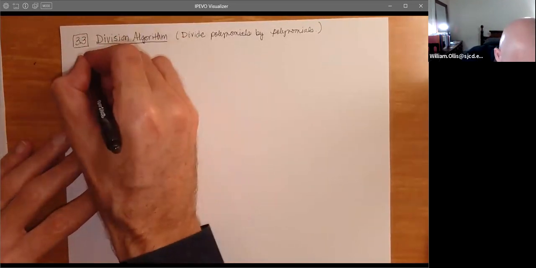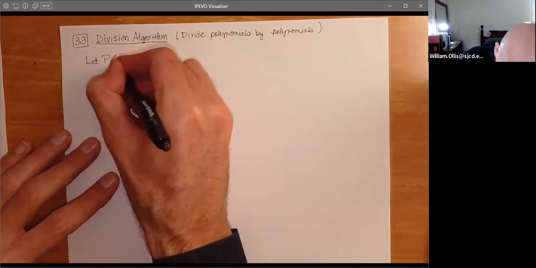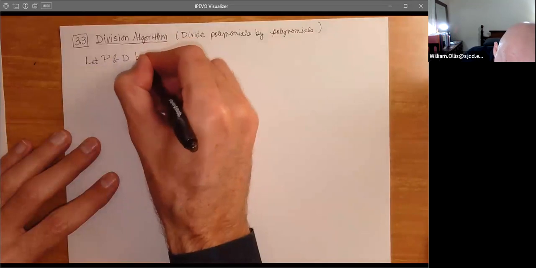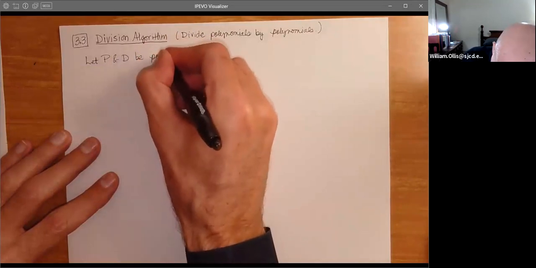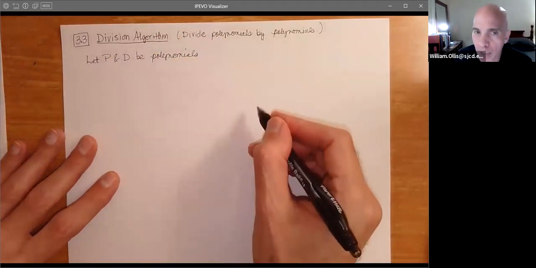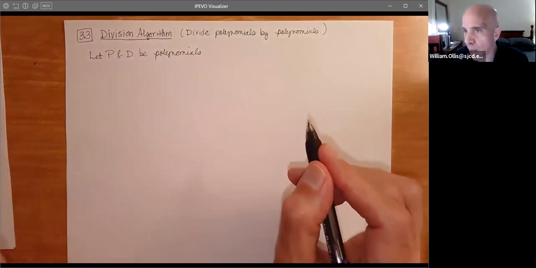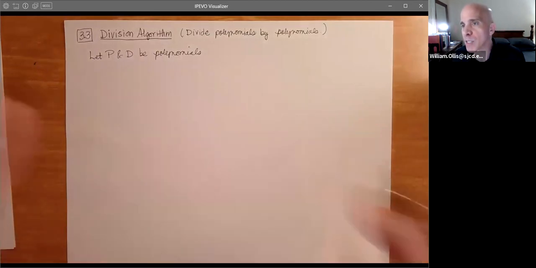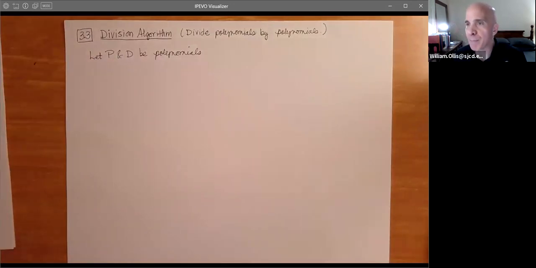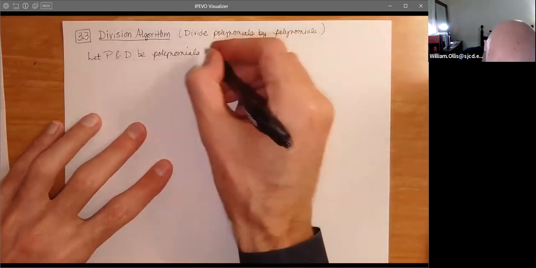So this is the division algorithm. I'll use the notation that Dr. Stewart uses. Let P and D be polynomials. We'll usually think real polynomials, but this would be certainly fine for complex polynomials. So we're always going to look at everything being part of the complex polynomials. I don't want you to think that this doesn't apply there. Of course it does.